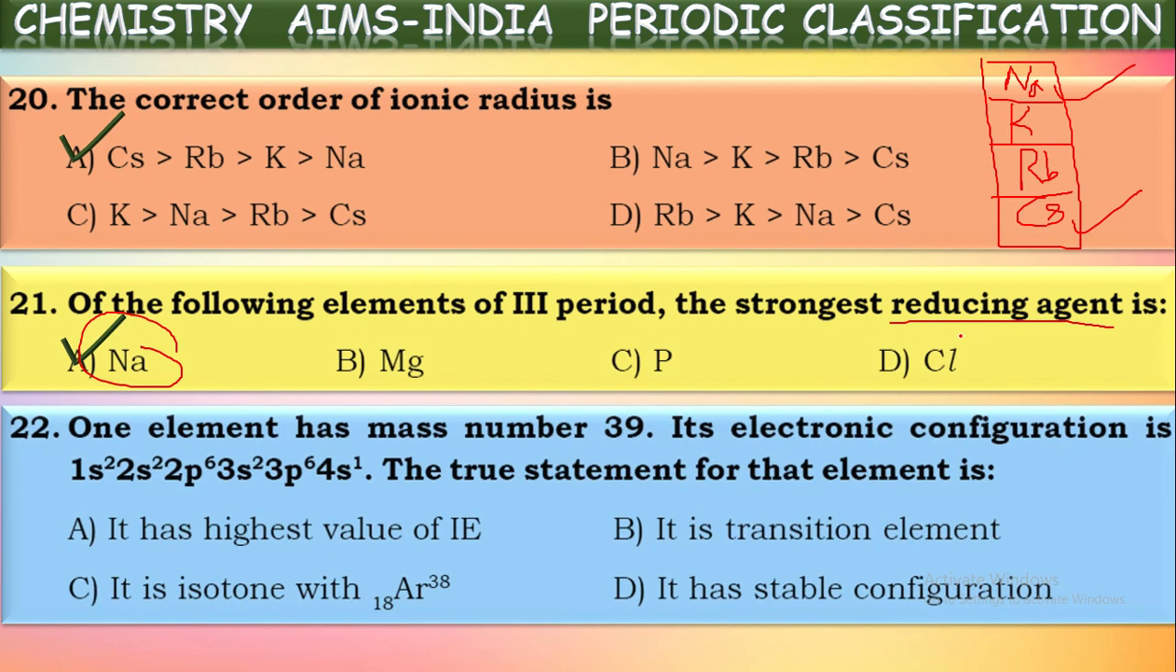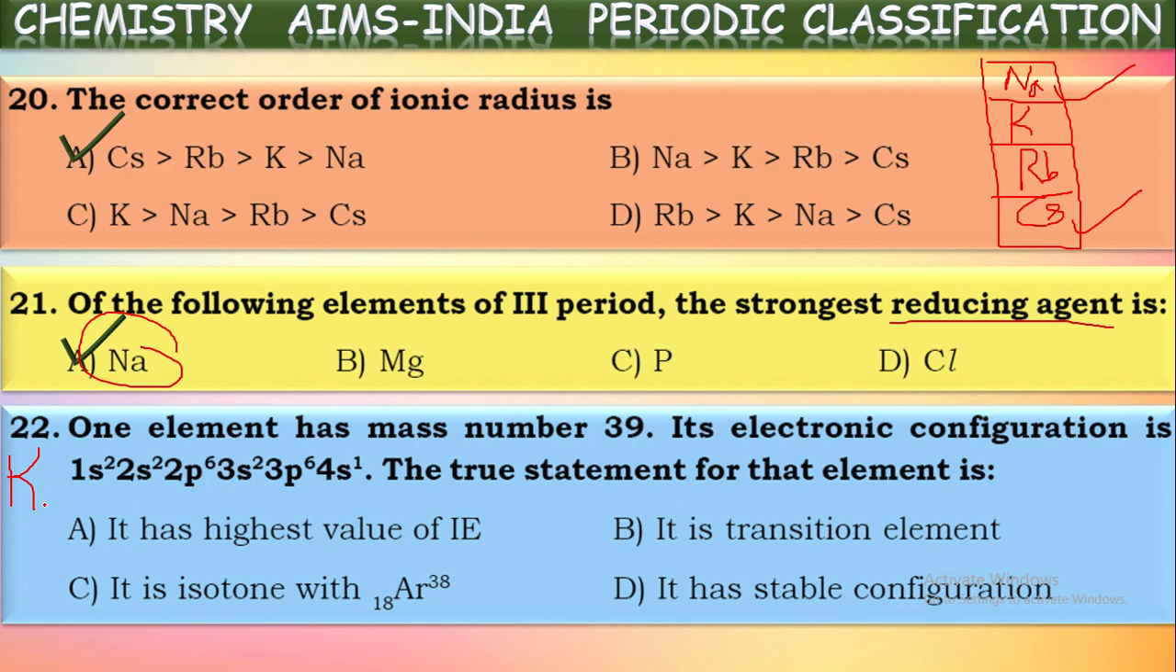So the next one. One element has mass number 39. Its electron configuration is 1s2, 2s2, 2p6, 3s2, 3p6 and 4s1. So they have given the mass number and they mentioned here its electron configuration. Now what they're asking, the true statement for the element is, what is correct about this statement? From the configuration we can identify this element as, what is the element? Potassium, isn't it?